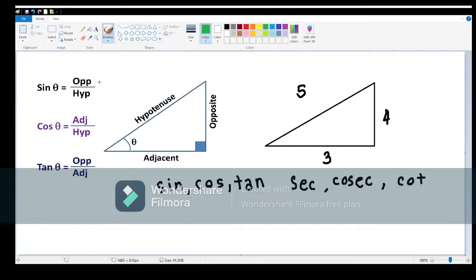First, sine is opposite over hypotenuse, right? So opposite over hypotenuse is 4 over 5, and that is sine. So we got sine, and then cos. We have adjacent over hypotenuse. Adjacent is 3 and our hypotenuse is 5. Okay, so next we have tan. So tan is opposite over adjacent, so that will be 4 over 3.